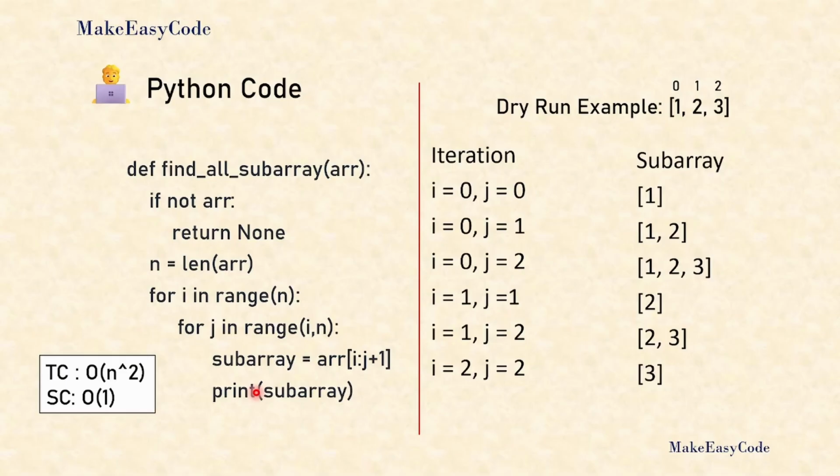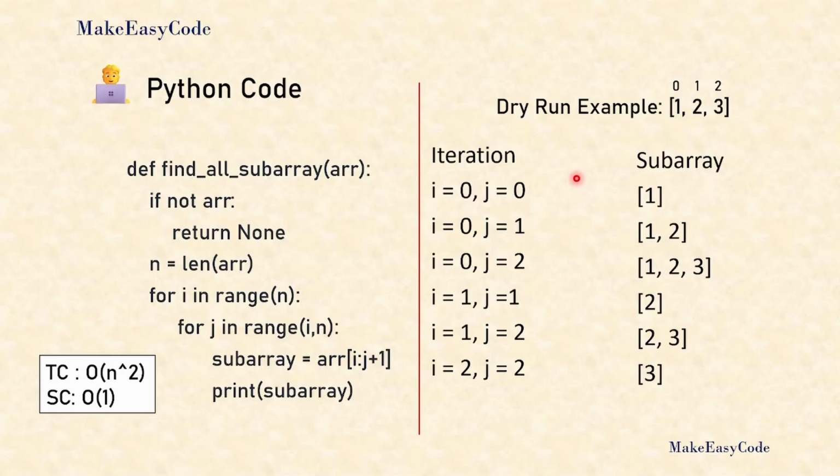Okay, now we'll do a quick dry run for this example. So here we have used two loops, right? i goes from 0 to n minus 1, and for each i, j goes from i to n minus 1. So here the iterations and subarrays are given, and now we'll iterate and see the subarray for each of the iterations.